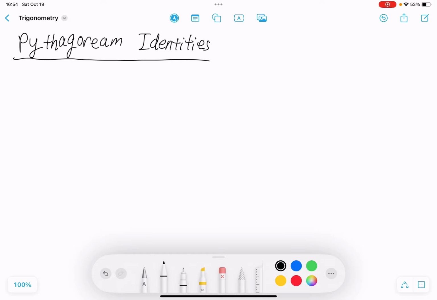So it's basically sine theta squared plus cosine theta squared is 1. No matter what theta is, as long as theta is an angle, a radian measure or a degree measure, this thing should be 1. Well, why is this true though?